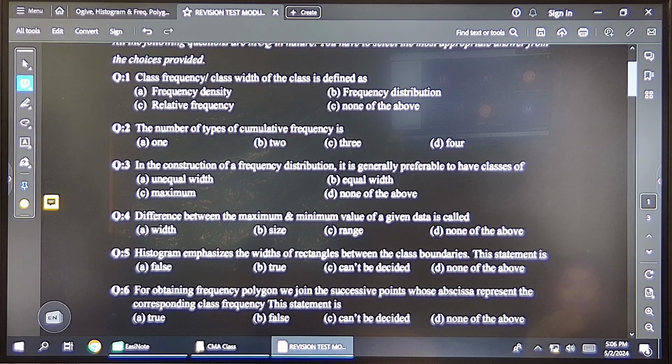Histogram emphasizes the widths of rectangles between the class boundaries. This statement is dash. 6. For obtaining a frequency polygon, we join the successive points whose abscissa represent the corresponding class frequency. This statement is true, false, can't be decided, none of these. Okay, let's see. Try to make it. If you are over, tell me, I'll go to the next.